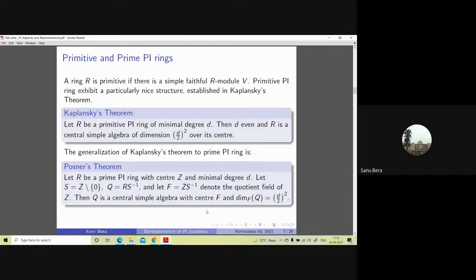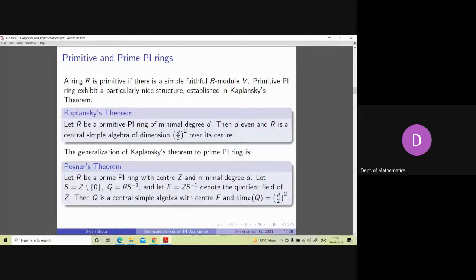Suppose R is a prime PI ring with center Z, then the center is of course a commutative domain. Then we can extend by inverting the non-zero central elements. Q is just the localization with respect to S equal to Z minus 0, and F is the quotient field. That will of course be a field, because Z is a domain and S is just Z minus 0, and the center of Q is F, because S consists of regular elements only. So Q is a central algebra over F. It is okay because F is also a field.